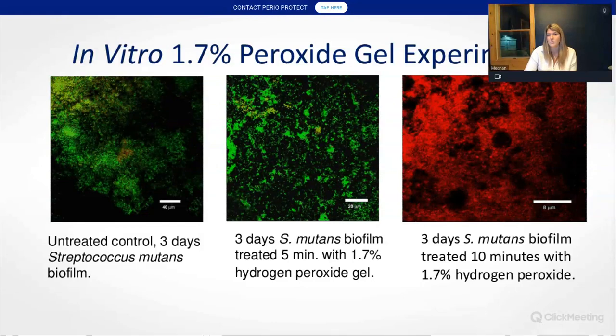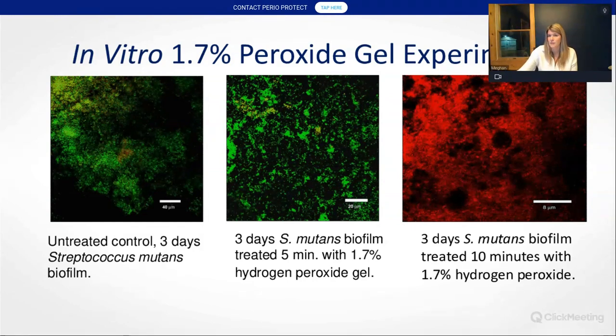So in that very first slide is where we let Strep mutans grow for 3 days. We're like, okay, we're going to let it grow and then we're going to try and treat it. So in the middle slide is where we treated it for just 5 minutes. As you can see, not a whole lot has happened. Only 5 minutes has passed. We're not really expecting miracles at this time. The key is in the very last slide where we treated it for 10 minutes and we were able to kill 100% of surface Strep mutans within that time.